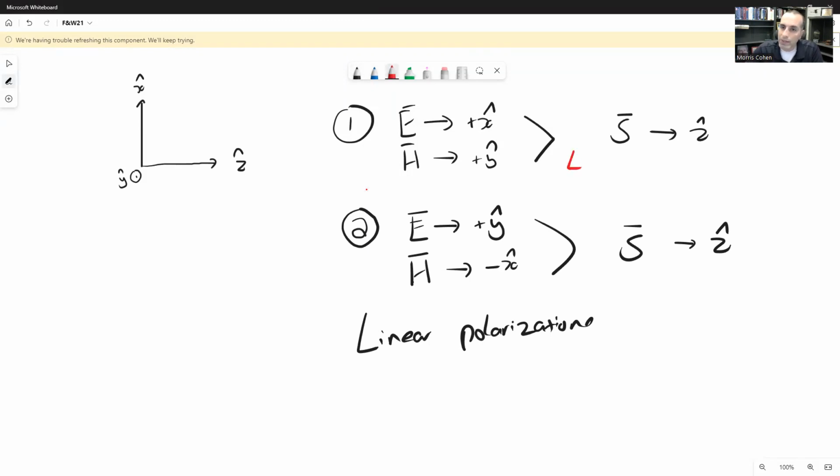Number 1, we would call this linearly polarized. Let me draw that a little better. We would call item number 1 linearly polarized in the x direction. All right, when we talk about polarization, we're by definition referring to the direction of the electric field. So number 2, we would call that linearly polarized in the y direction.